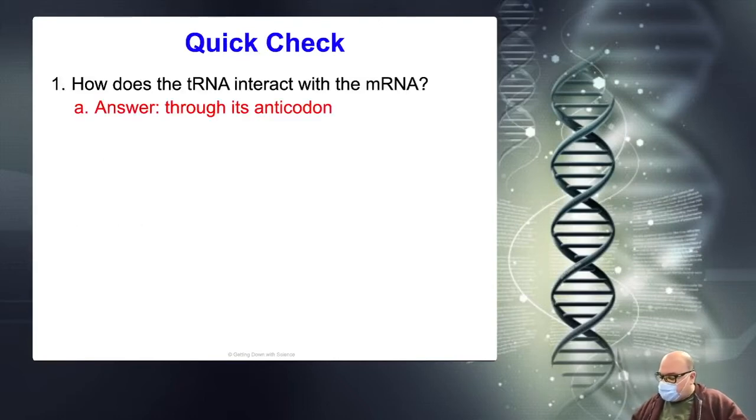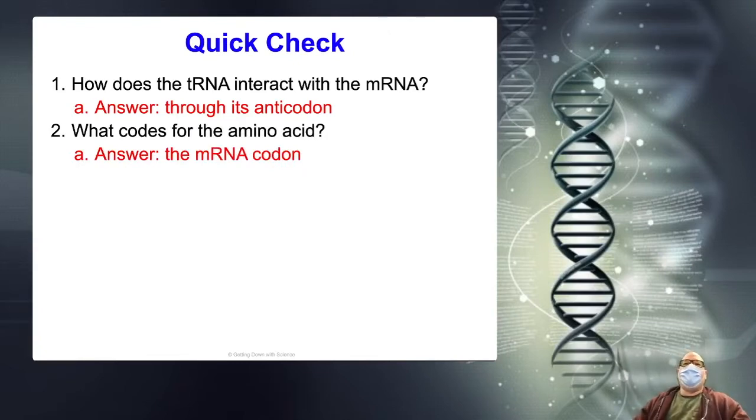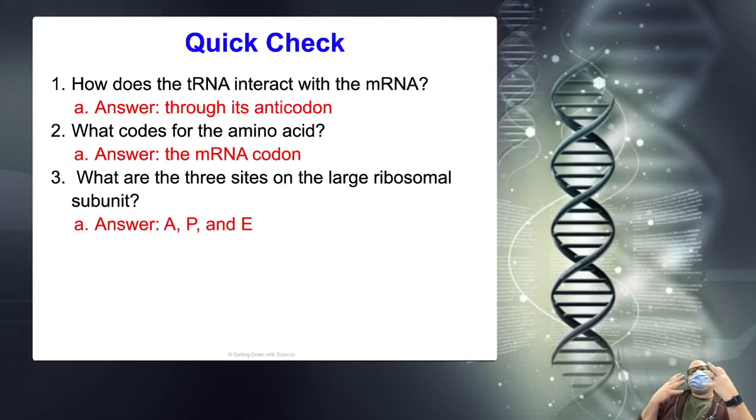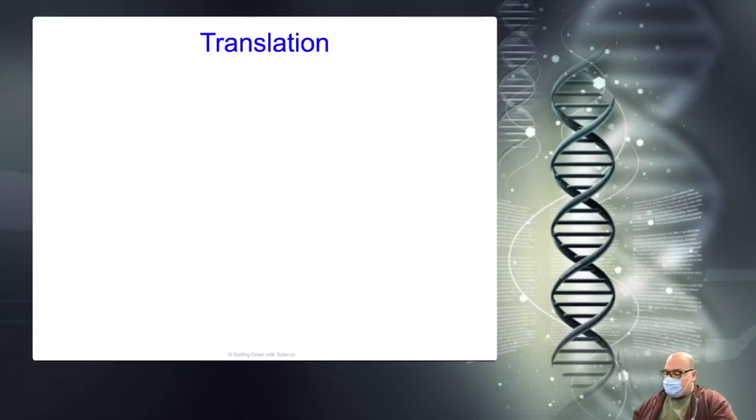All right. Second check question. This is the other kind of question you might get. What actually gives the code for the amino acid? Okay, that's the mRNA. What are the three sites on the large ribosomal subunit, the top of your hamburger bun? That's the APE: the amino acid site, the polypeptide site, and the exit site. It's pretty easy to remember which way they enter because one of them is named exit. Okay, there are the three.